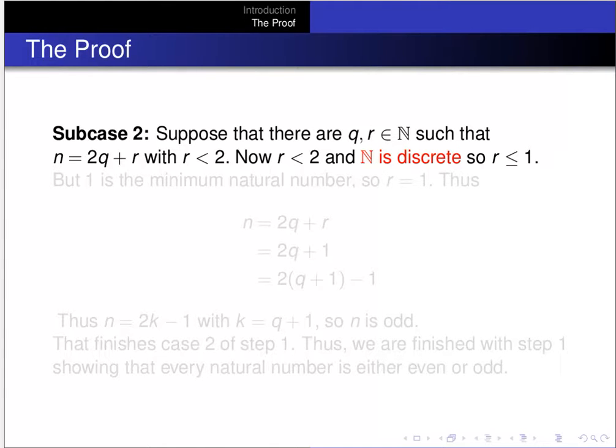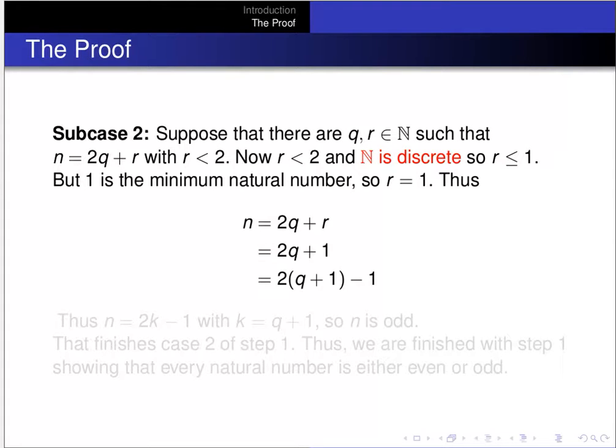Since r is less than 2 and n is discrete, that means r has to be less than or equal to 1. It can't be between 1 and 2, so it's got to be less than or equal to 1 if it's less than 2. But of course we know that 1 is the minimum natural number, so r would have to be 1 in this case. So if r is 1 and n is equal to 2q plus r, then of course n is equal to 2q plus 1.